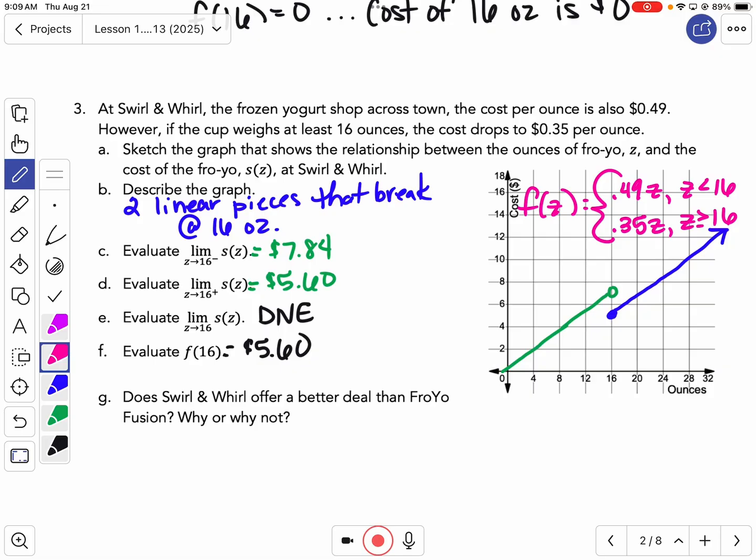Now, the question becomes, does Swirl and Whirl offer a better deal than Froyo Fusion? What do you think? This is an opinion question, so we could have lots of answers here. Yes. Okay. Yeah, if we go over 16 ounces, Swirl and Whirl is the better choice, right? What about if we're exactly 16 ounces? Yeah, Froyo Fusion's the best, okay? And then if we're less than 16 ounces, they're the same, okay? So it really depends. Depends on how much you purchase.